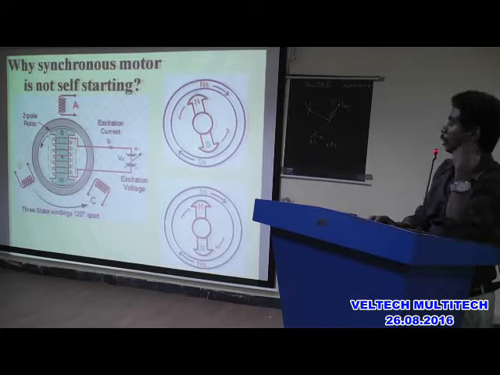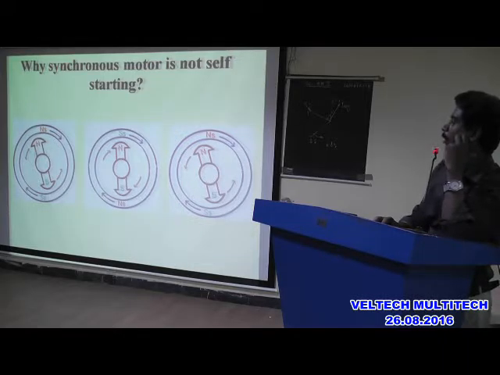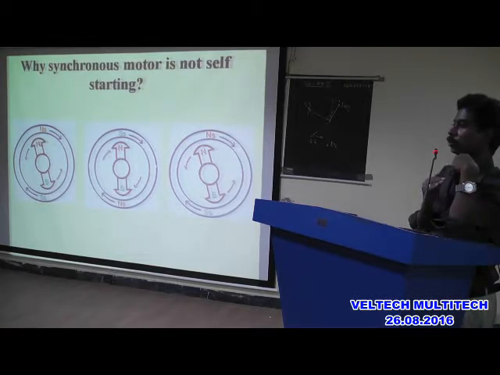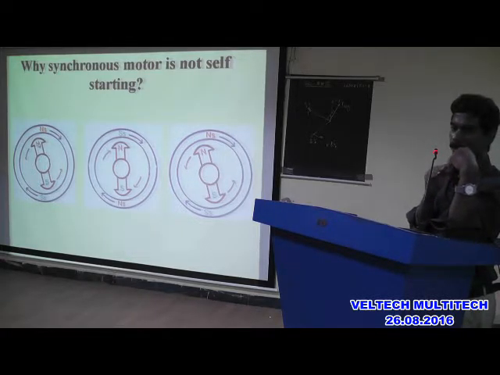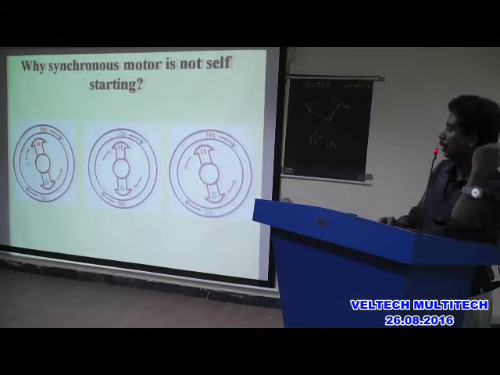Now, assume a 2 pole system, so we have a stator N pole and a stator S pole rotating at 3000 RPM at the time of starting. At the time of starting, the rotor speed is zero RPM. At one point, the stator N pole and the rotor N pole come closer. Since the same poles come closer, they will repel. The rotor will not go in that direction, because the rotating magnetic field is going in this direction.